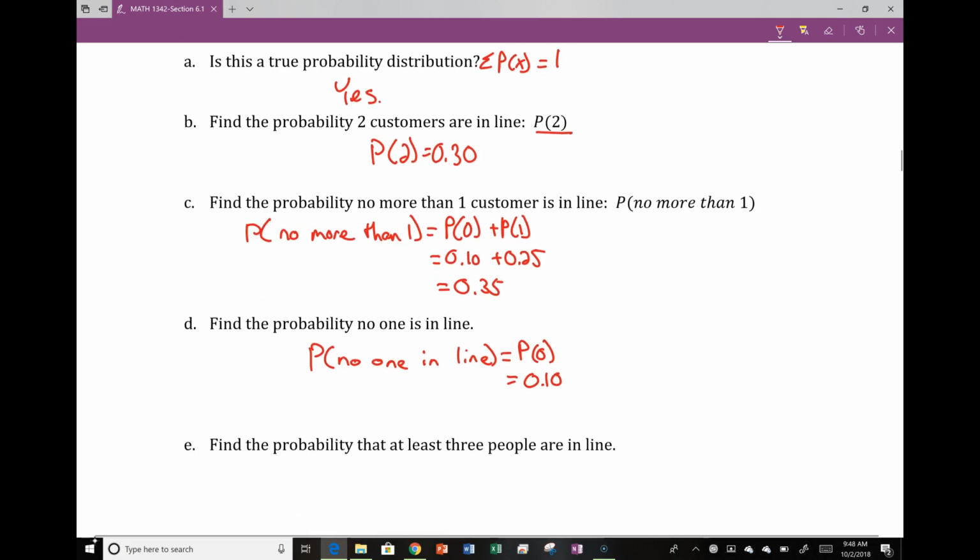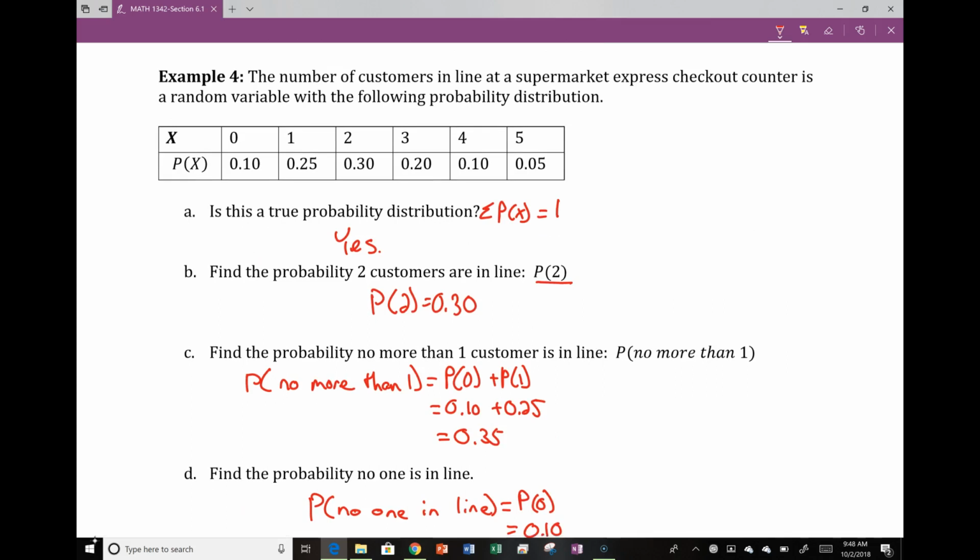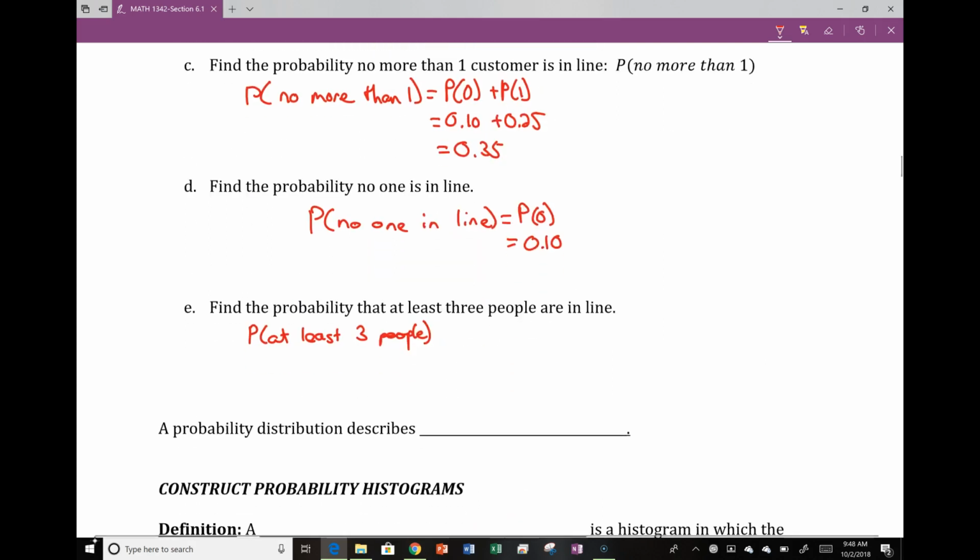Now we want to find the probability that at least 3 people are in line. So the probability at least 3 people. Well, when we think about 3 people, we want at least, so that's the smallest value, so I want at least 3, and I can have 4 or 5. So we're going to say that this is going to equal a probability of 3 plus the probability of 4 people plus the probability of 5 people being in line.